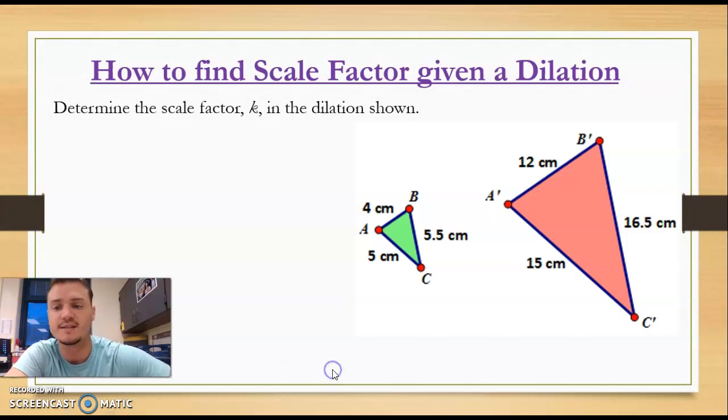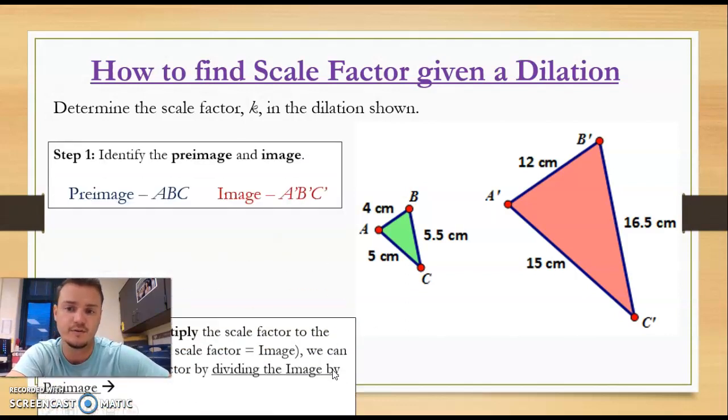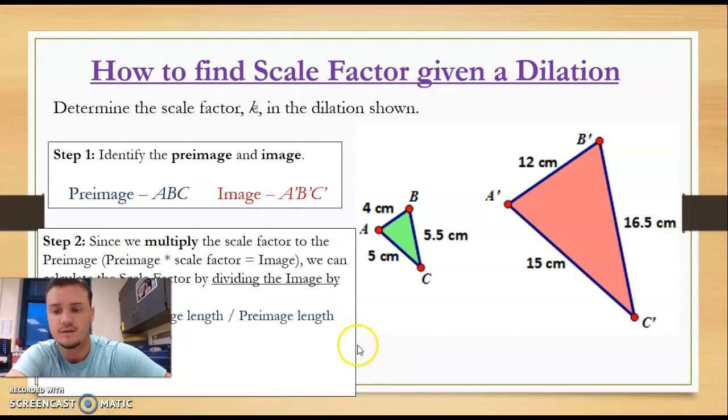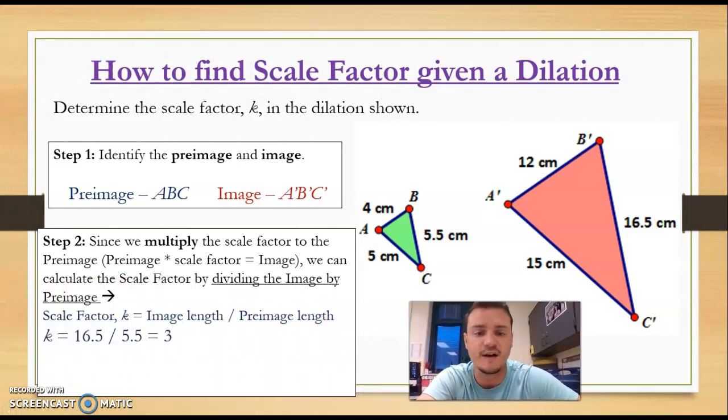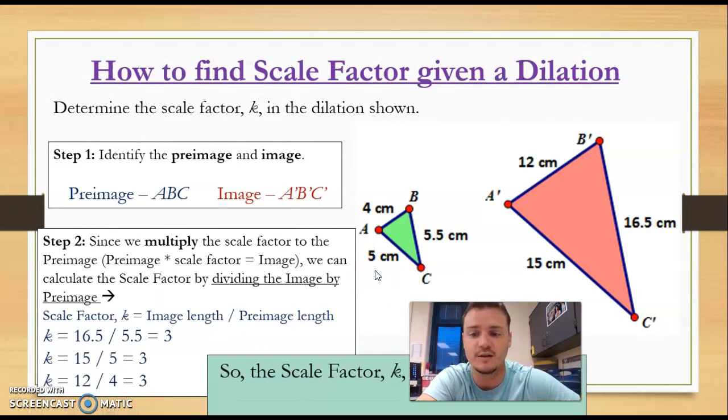Now, whenever you're using a scale factor, you multiply your original times the scale factor. So in order to figure out the scale factor, we work backwards. We take our after. In this case, we could take any one of these sides. This is 16.5 divided by the corresponding side, and it'll tell you what your scale factor is. So again, it's always image divided by pre-image.